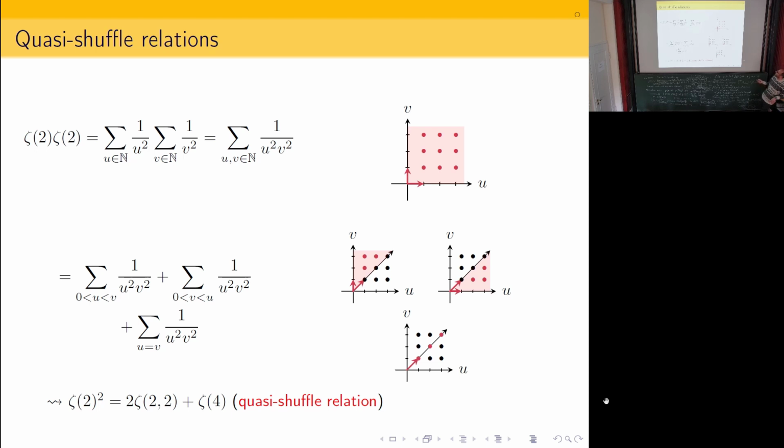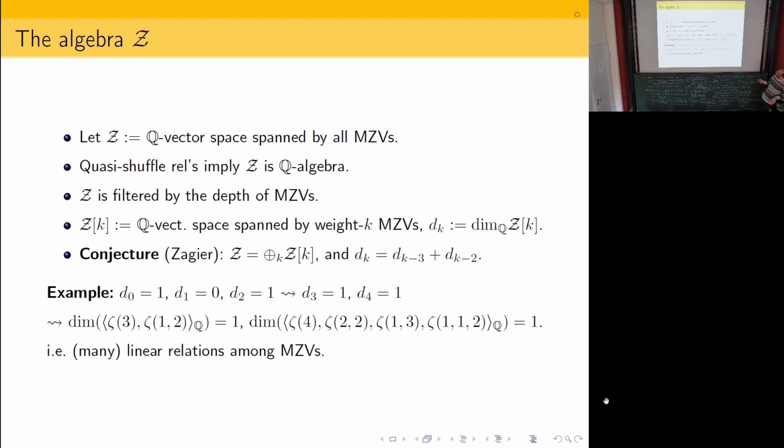And here you already see some cones, so that's what I want to generalize later. Multiple zeta values form a very nice vector space, which turns out to be an algebra because of these quasi-shuffle relations, which is filtered by the depth of multiple zeta values, but you can also have relations between multiple zeta values of different depth, as we have seen in the first slide.